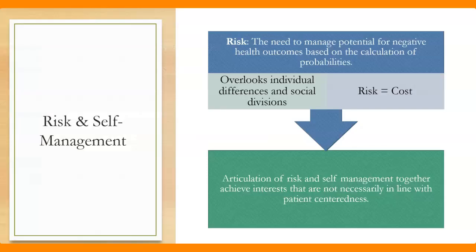So risk and self-management. So risk is the need to manage potential for negative health outcomes based on calculation probabilities. So it overlooks individual differences and social divisions, their risk and a cost, and really articulates the risk and management together, achieving interests that are not necessarily in line with patient centeredness. So, what are your thoughts? What are your patient's thoughts? And maybe sometimes they don't align to that patient centeredness.